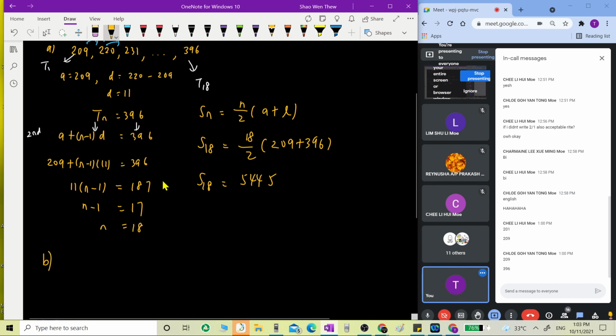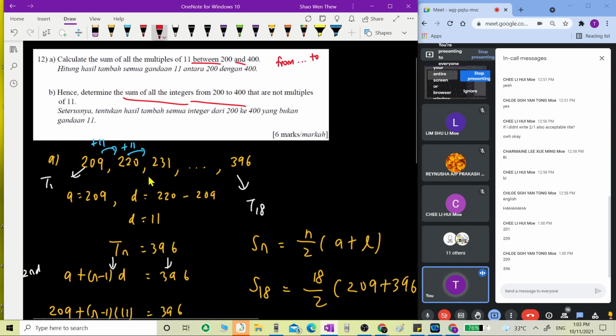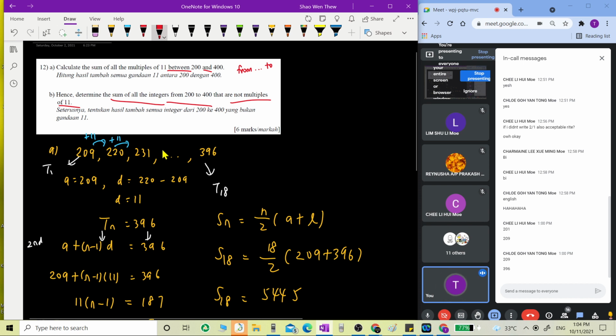Then B, a bit difficult. Hence, determine the sum of all the integers from 200 to 400 that are not multiple of 11. So to do this, you need to find the sum of all integers from this one to this one first, and then minus. Why do we need to minus? Because not multiple of 11. Just now we found all these are multiples of 11, right? So we need to find this thing first: the sum of all integers from 200 to 400.